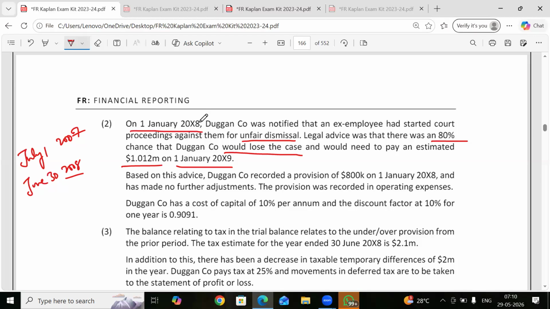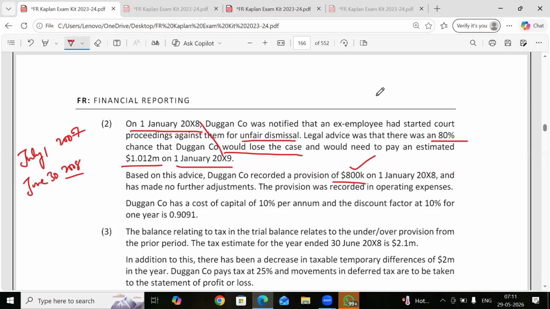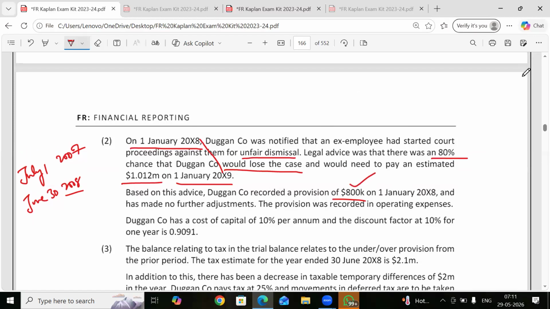Like year from Jan to Jan. But June to January again, 6 months, right? Based on this advice, Duggan company recorded a provision. Fine. They recorded this much. That means they have to make a provision. Why do they have to make a provision? Because 80% chances that they will lose the case.